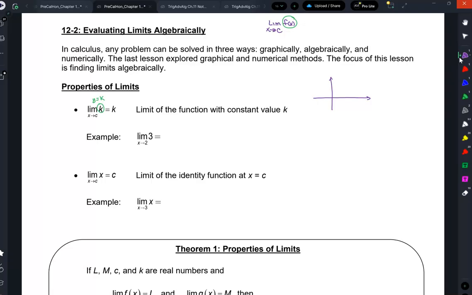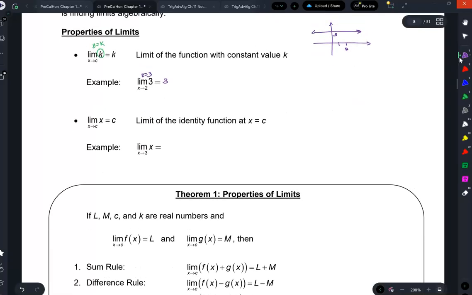So for example, let's do the limit of 3 as x approaches 2. So this is y equals 3, which looks like this. Okay? So as x approaches 2, what's the y value approaching? 3, right? That's it. So it's just 3. No math involved there.